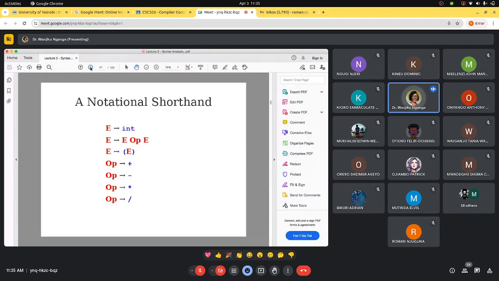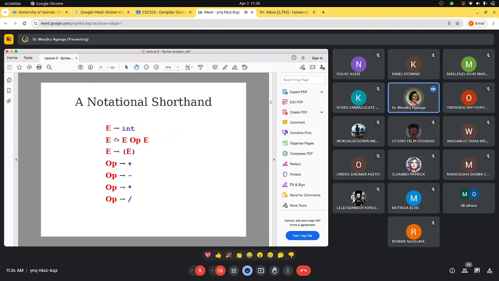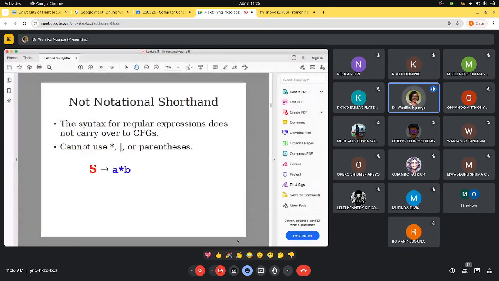Here we're just reminding ourselves that you can write each production on its own line, or we can use the shorthand where we combine all the productions for each non-terminal together using the OR. So E can be written as either int, or E Op E, or E in brackets. Op can be written as either plus or minus or times or division. So these are equivalent, only that stylistically we may prefer one, but the shorthand is also okay.